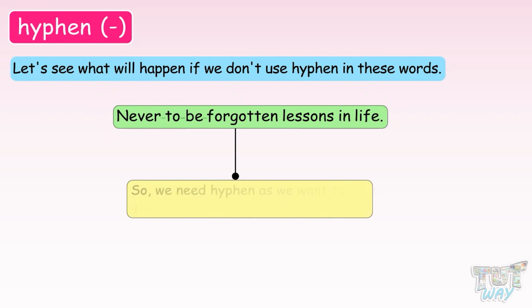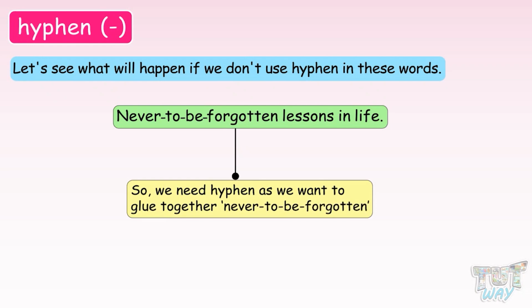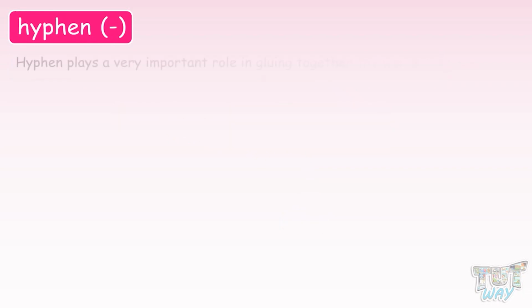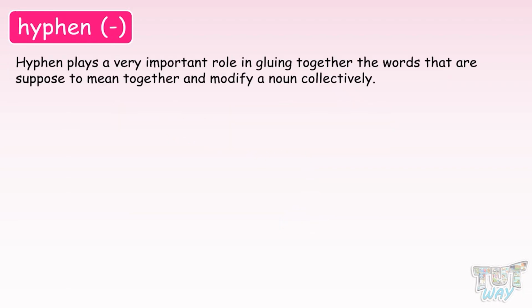So we need hyphen. As we want to glue together never to be forgotten. As never to be forgotten, this phrase is supposed to modify the noun lessons. Never-to-be-forgotten lessons in life. So this is why hyphen plays a very important role in gluing together the words which are supposed to mean together and modifying a noun collectively.